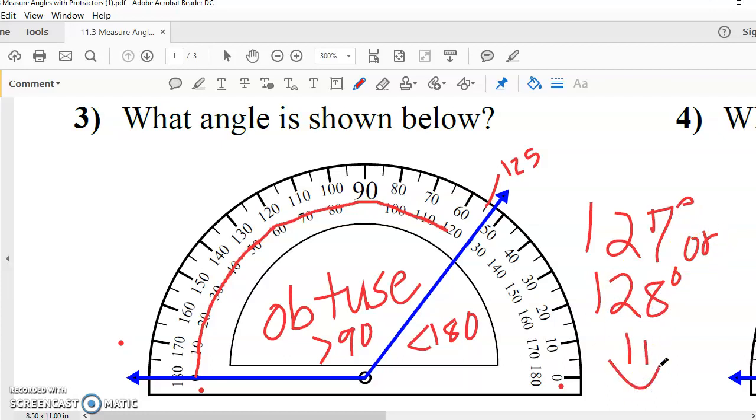All right. Your directions now are to finish this worksheet at home. Just write your answers on a sheet of paper. Make sure you include whether it is obtuse, acute, or right, and then what your estimate is.